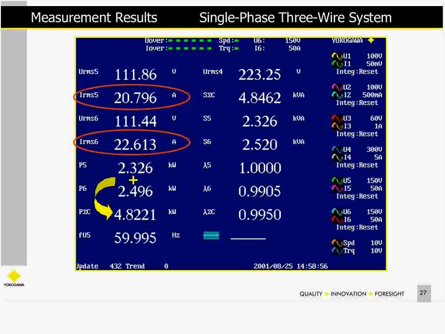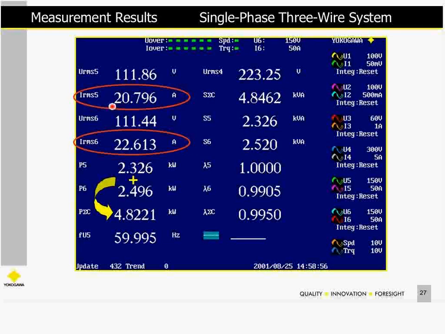Here's a display from one of our power analyzers. So I had line to neutral 111.86, 111.44. My two powers 2.326 and 2.4. These two will total up to the total power, which is what I'm showing here as my total power.